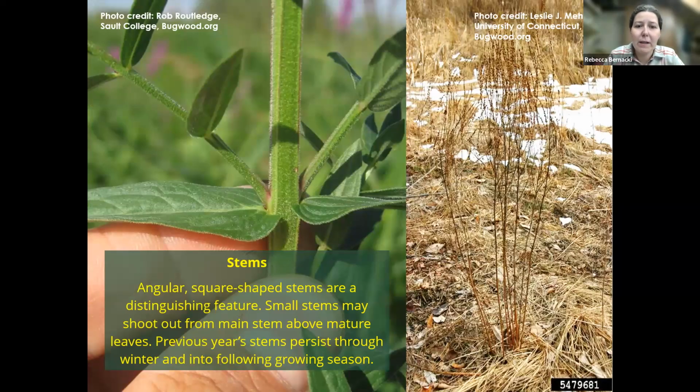And what's really interesting here is previous year stems do persist throughout the winter into the following growing season. So on the right, you can see that picture. It's clearly the winter. We have some snow on the ground, and that purple loosestrife is still hanging out. And you can see all of those seeds still on that plant.